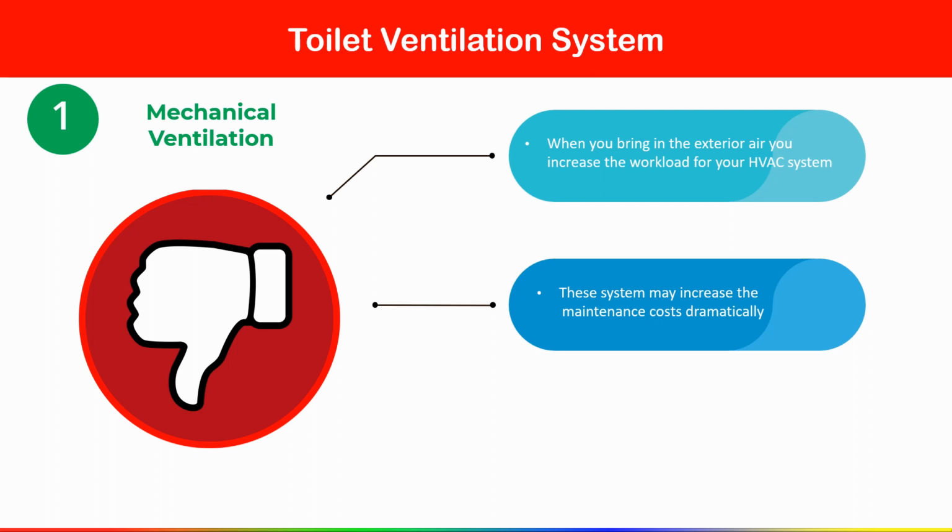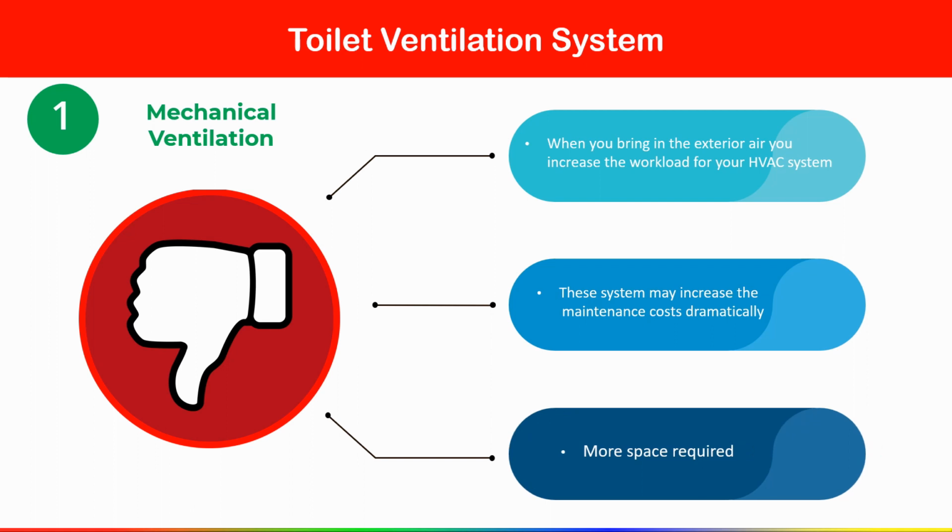Suppose, due to any reason, your fan does not work, so we need to do maintenance for that. That is why it is written that this system may increase the maintenance cost dramatically. And the third disadvantage of using a mechanical ventilation system is that it requires more space to install. Here we need more space because we have to install the fan. So these are the disadvantages of using a mechanical ventilation system.